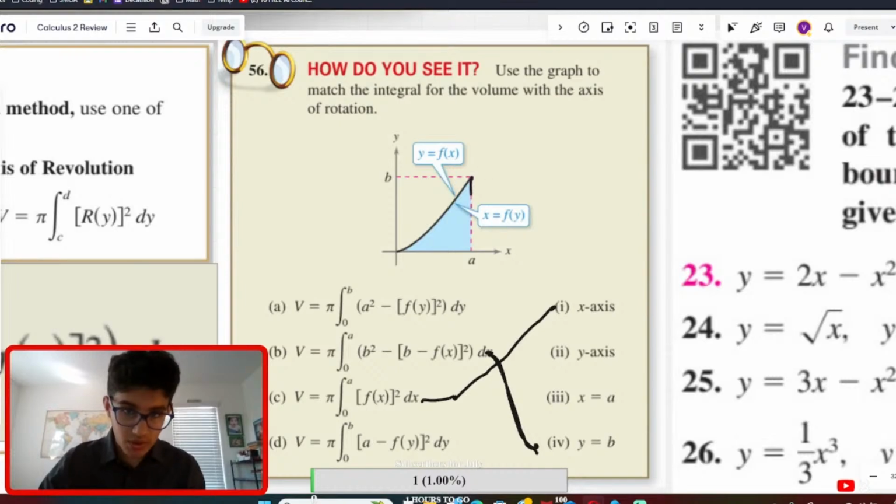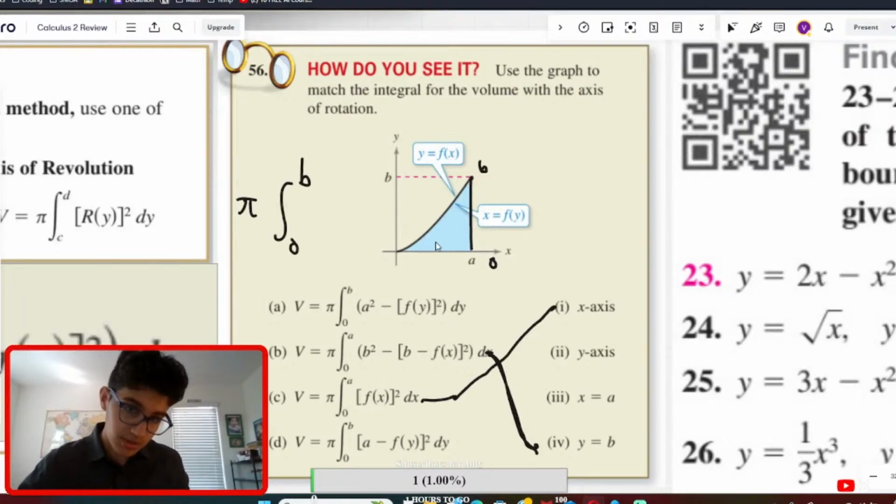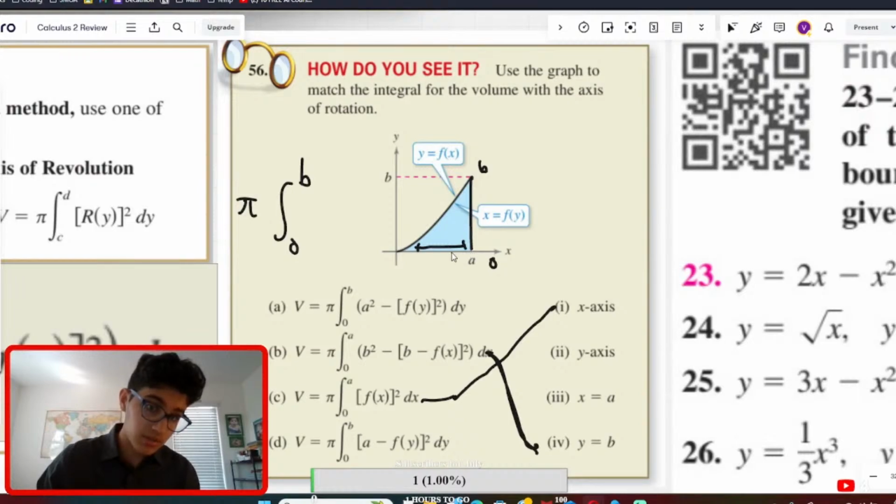When you're rotating it about this, remember this is still b, this is still 0. So you still integrate from 0 to b. And there's obviously still a pi in front. What you put in here though is just this height over here. And it's just classic disk method there. So it's this height. How do we represent that? Okay, x is f of y. They've given that to us. So it's going to be f of y, right?